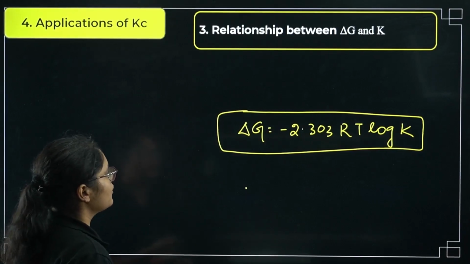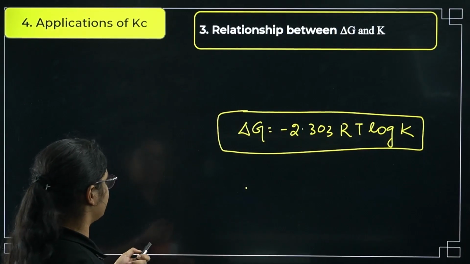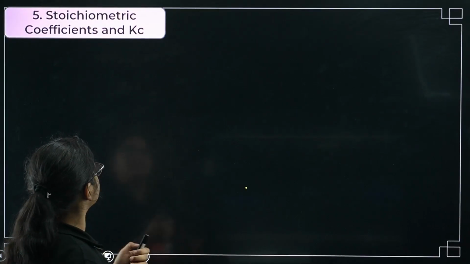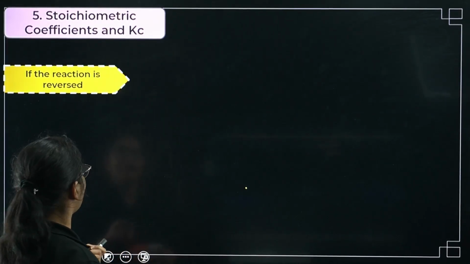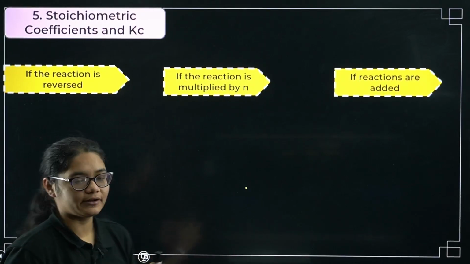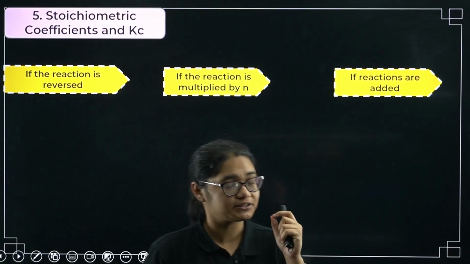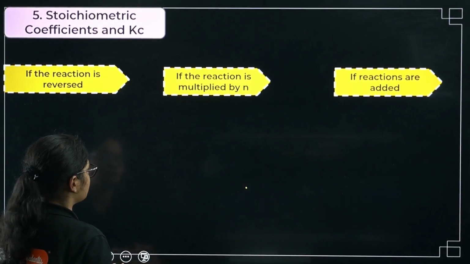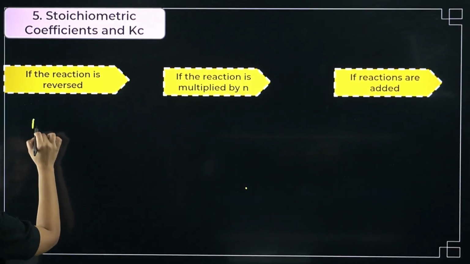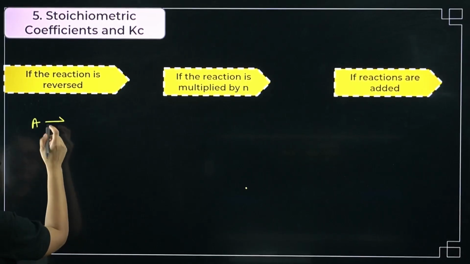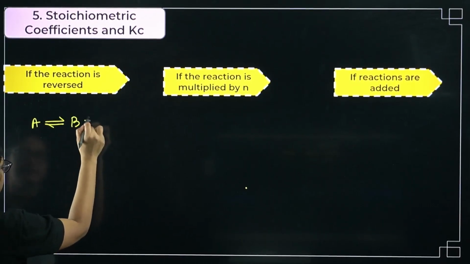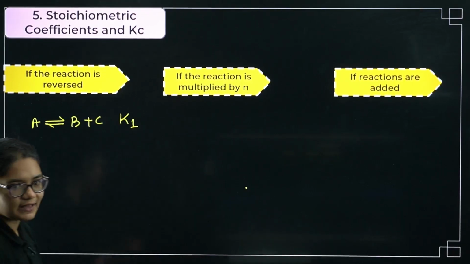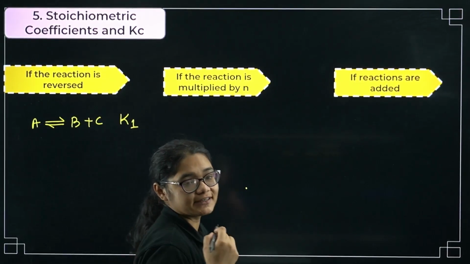Next, what is the relation between the stoichiometric coefficient and Kc? This is something very important that you should know, and questions have been asked from here repeatedly. So let us focus on this one. Suppose you have a reaction like this: A gives you B plus C, and this reaction's equilibrium constant is suppose K1.